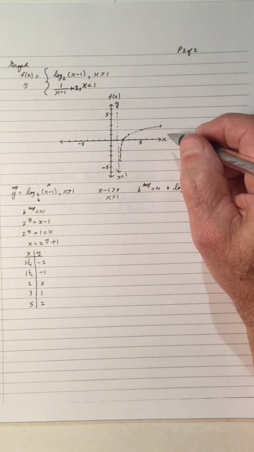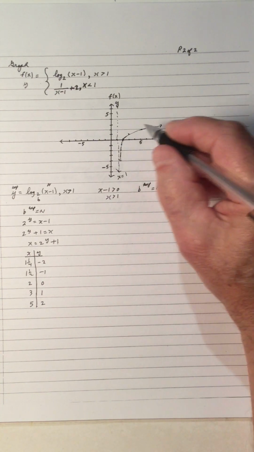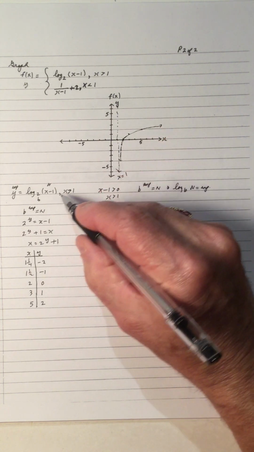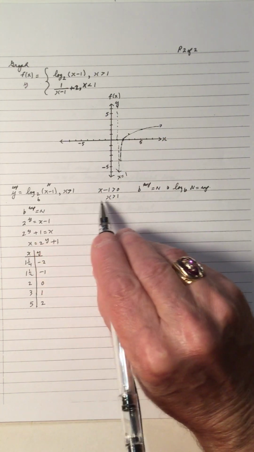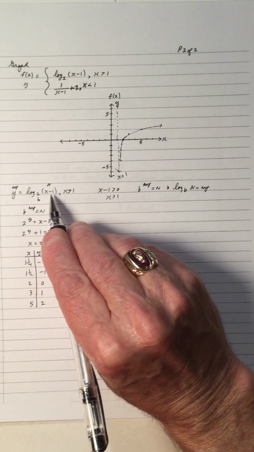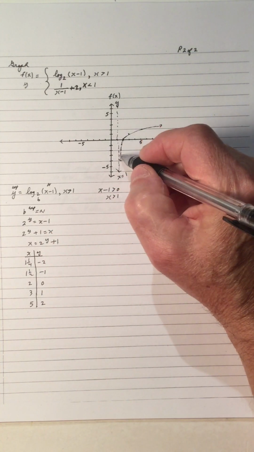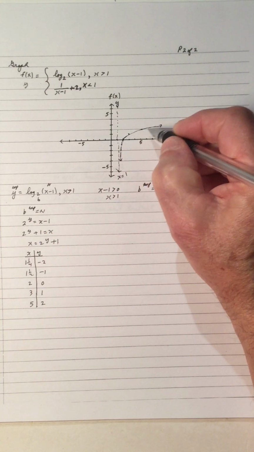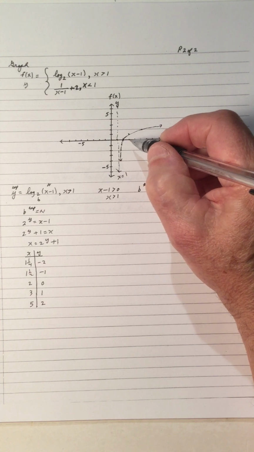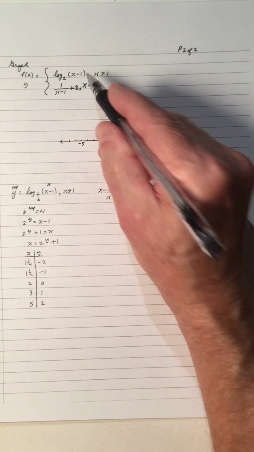So that's the graph of the log. And again, notice that the vertical asymptote is when you make this equal to 0. So x equals 1 is the vertical asymptote. So there's the graph of the log equation, this log part here.